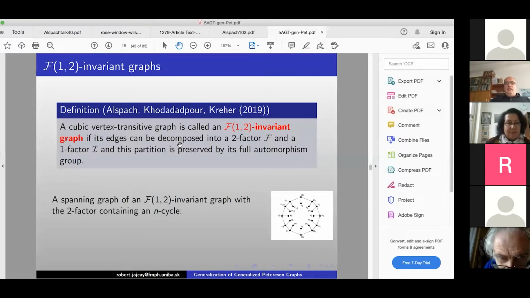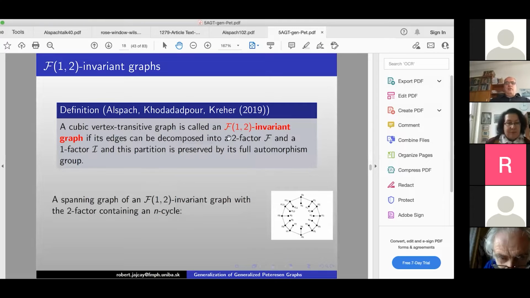Okay, so the idea is that I have, and I'm oversimplifying, the spokes, which is the 1-factor. So it's a perfect matching, and then I have some system of cycles. And this system of cycles is the 2-factor. And I want graphs where the full automorphism group sends spokes to spokes, and it sends the edges of the 2-factor cycles to edges of the 2-factor cycles.